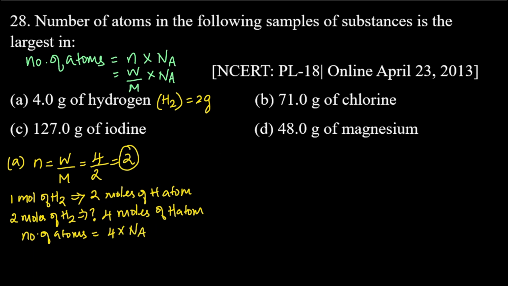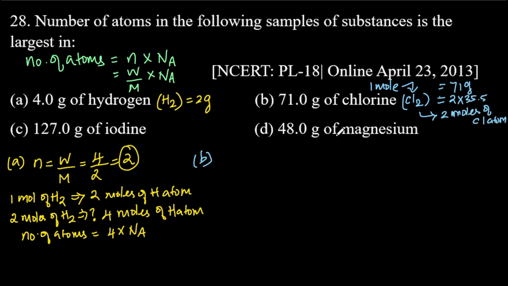So if we go to the next option, 71 gram of chlorine is given. Chlorine exists as Cl2. So the molar mass of the Cl2 is 2 into 35.5. So that is 71 gram. And 1 mole of this Cl2 contains how many atoms? 2 atoms. That is 2 moles of atom of Cl2 is present. So 2 moles of Cl atom. So you just keep that in mind.